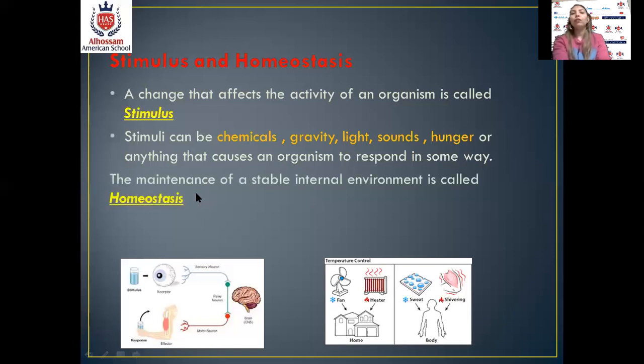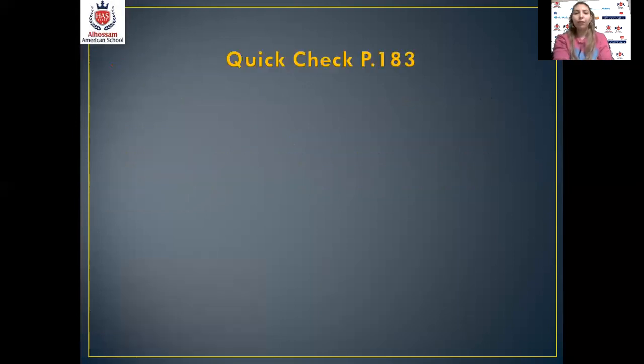And what about homeostasis? Homeostasis means the maintenance of a stable internal environment. To keep your internal environment, your body, stable, okay? Like you keep your temperature inside your body at 37 degrees Celsius, it's called homeostasis.